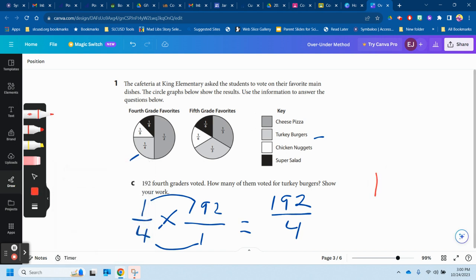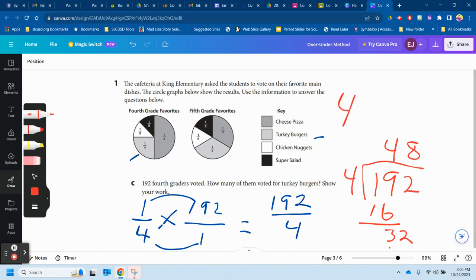So 192 divided by 4. So how many groups of 4? So 19. What times 4 is going to be something close to 19? That's going to be 4. That's going to give me 16, and I'm not going to go over. And I'll have 3 left over and bring down the 2. So I have 32. So 32 divided by 4, and 8 times 4, since I know my times tables, is 32. I don't have anything left over. So 48. These are people, right? So 48 fourth graders voted for the turkey burgers.